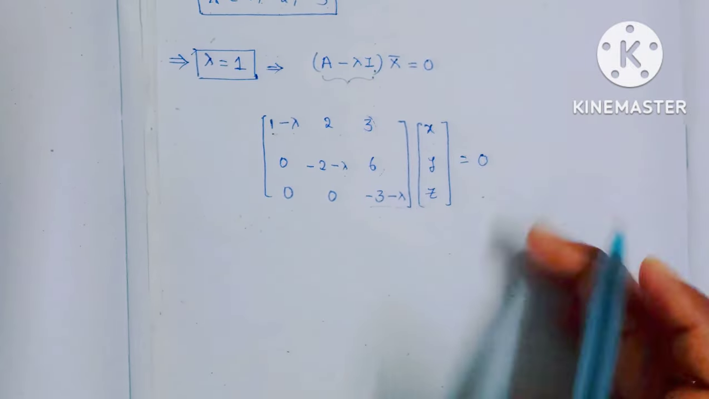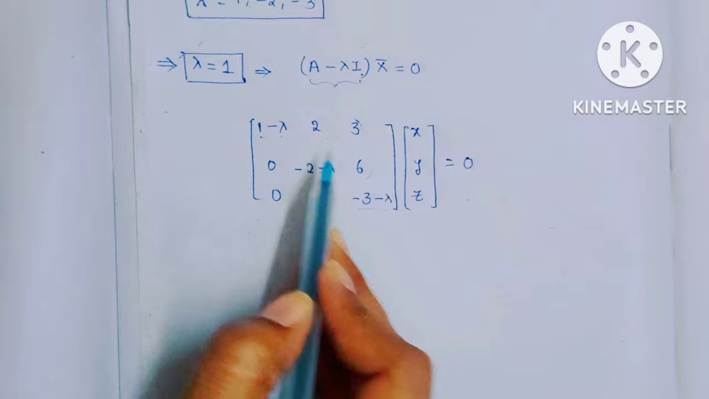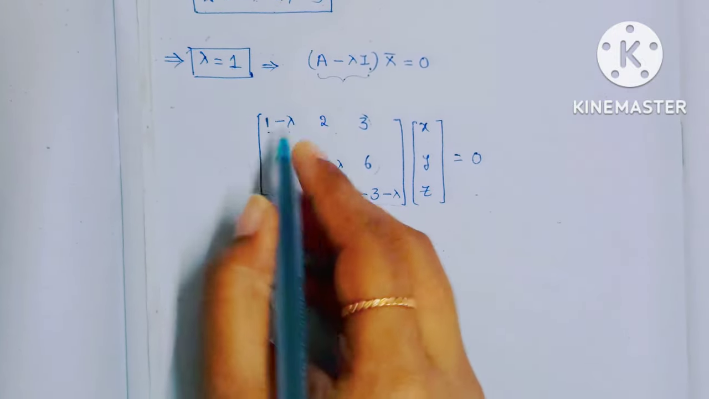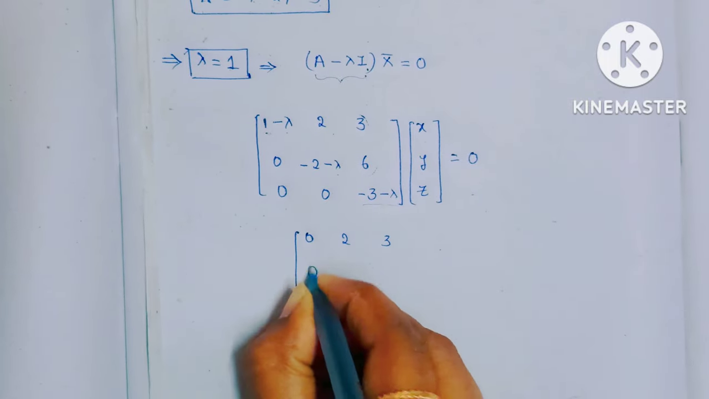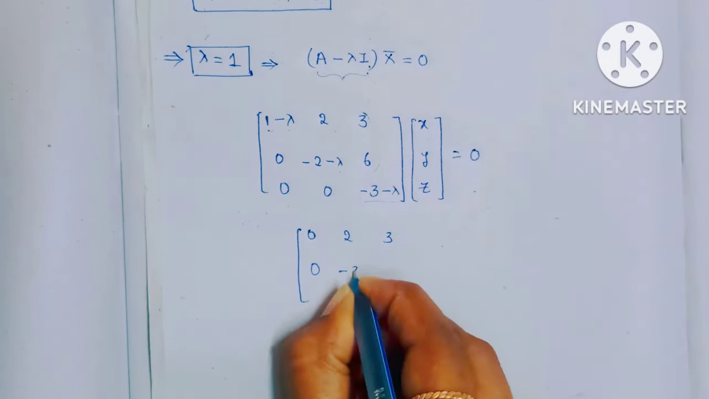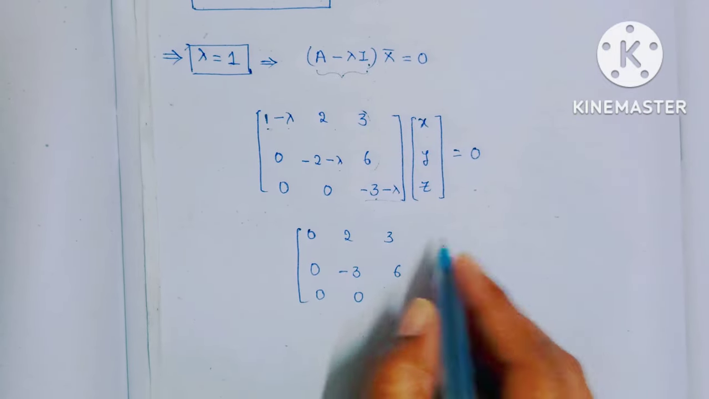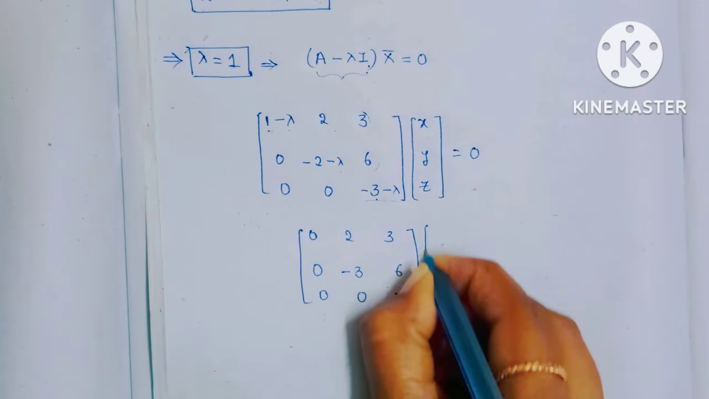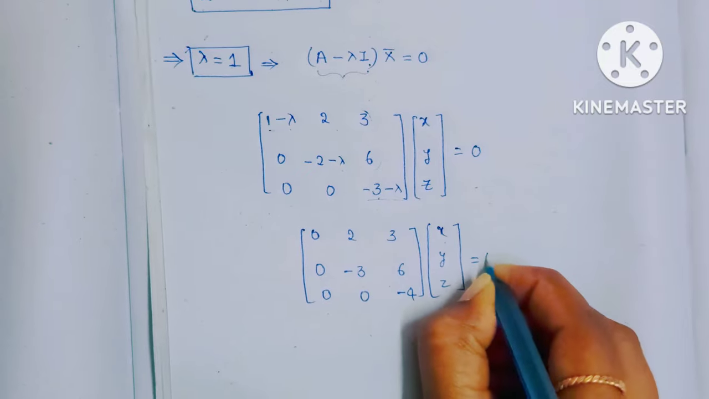From this equation, we know that lambda equals 1. After substituting lambda equal to 1, we get the matrix with rows 0, 2, 3; 0, minus 3, 6; and 0, 0, minus 4, multiplied by x, y, z, which is equal to 0.